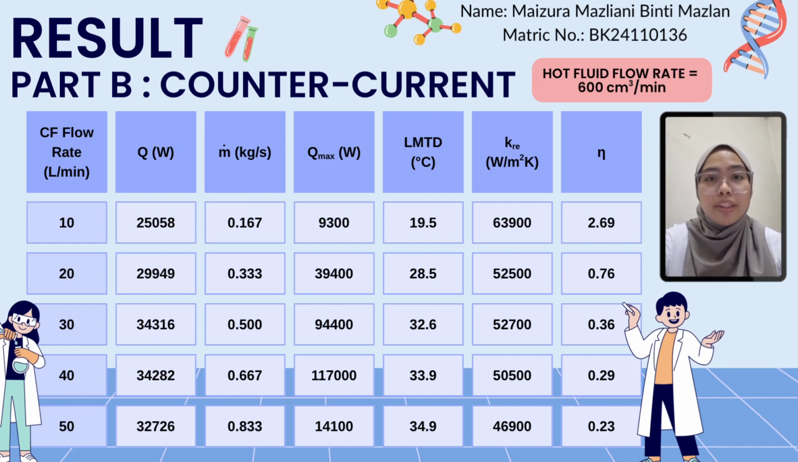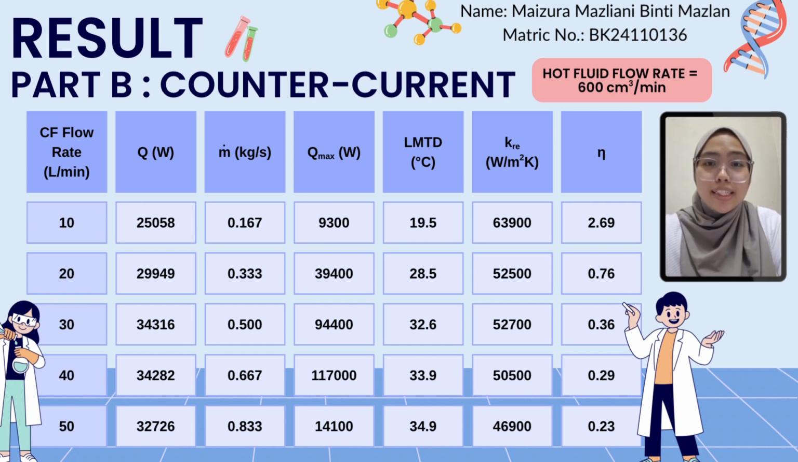Next, the log mean temperature difference, or LMTD. It increases steadily with flow rate, ranging from roughly 19.5 degrees Celsius to nearly 35 degrees Celsius. More importantly, the overall heat transfer coefficient, U, in this counter-current setup is significantly higher than in co-current flow, which confirms that this configuration is thermally superior.